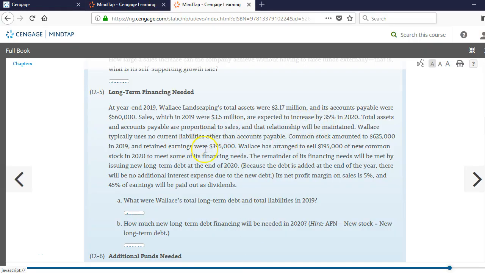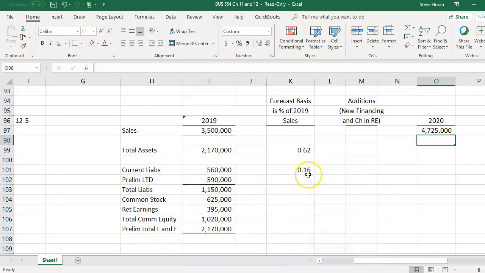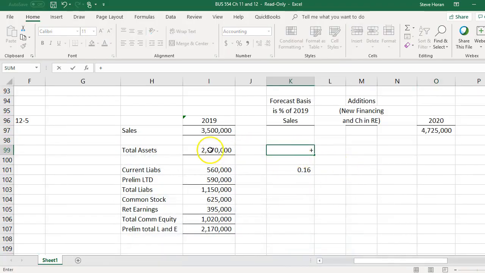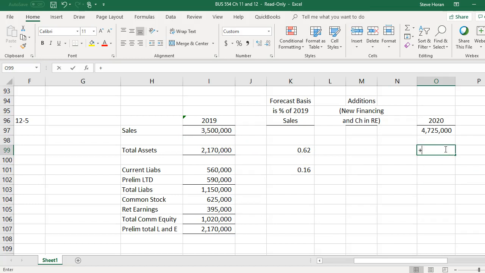And then remember that we have a ratio of assets to sales, and it said that ratio would be maintained. That ratio is 62%. If I just take 2170 divided by 35, I get that 62%. So we're going to say that 4,725,000 times 0.62 is my total asset number, 292,950.